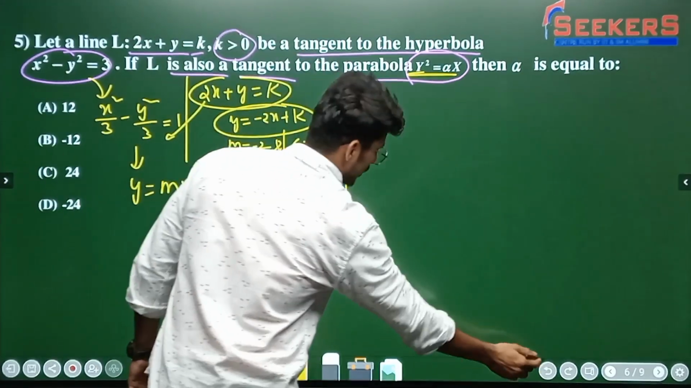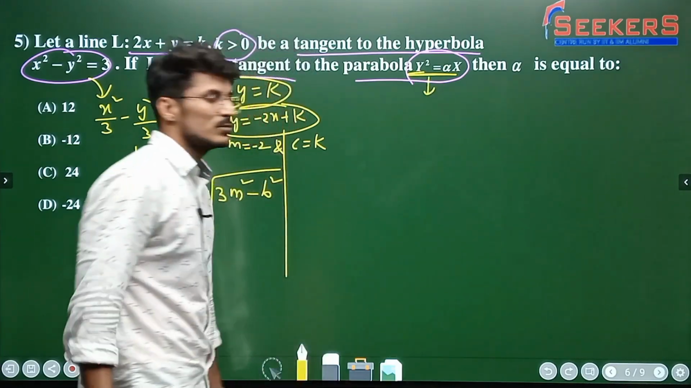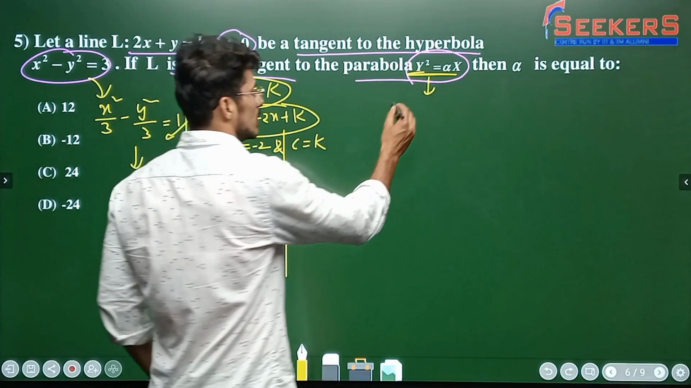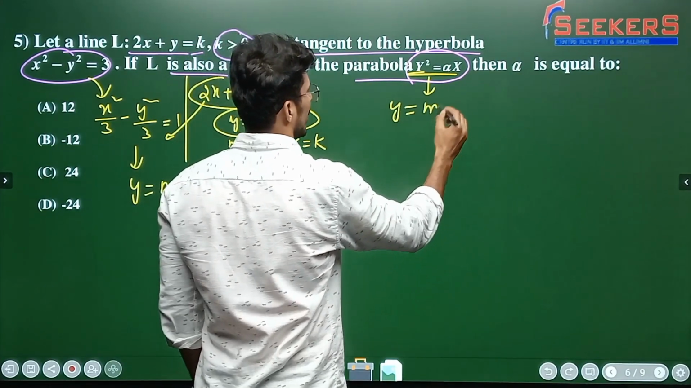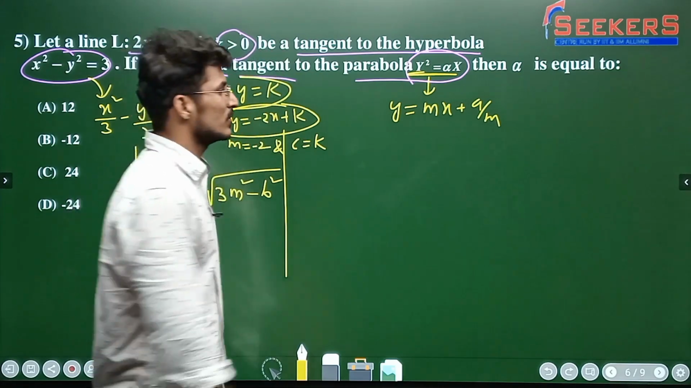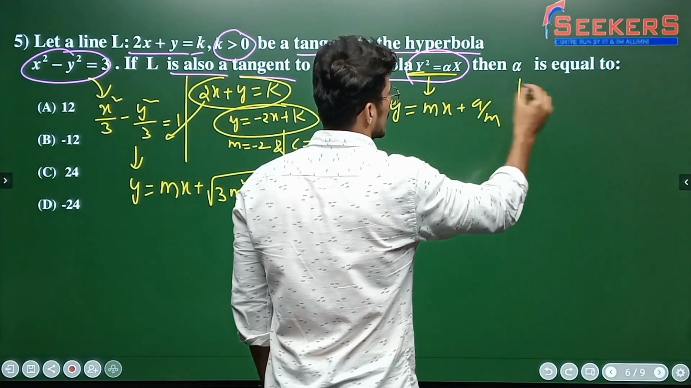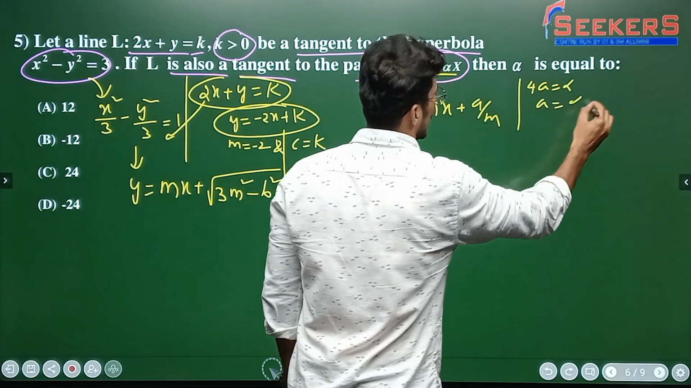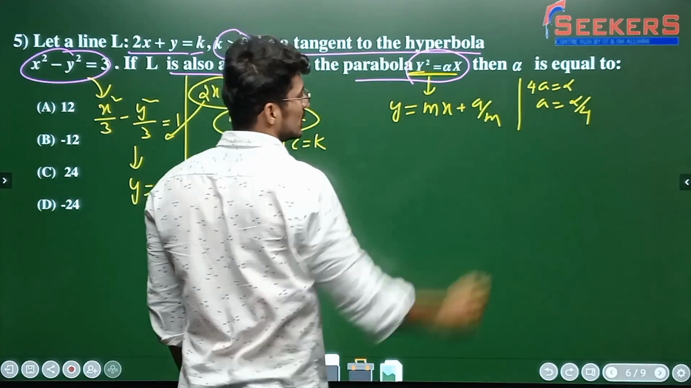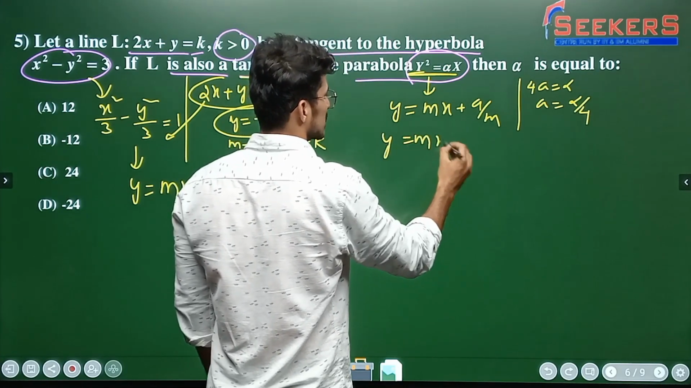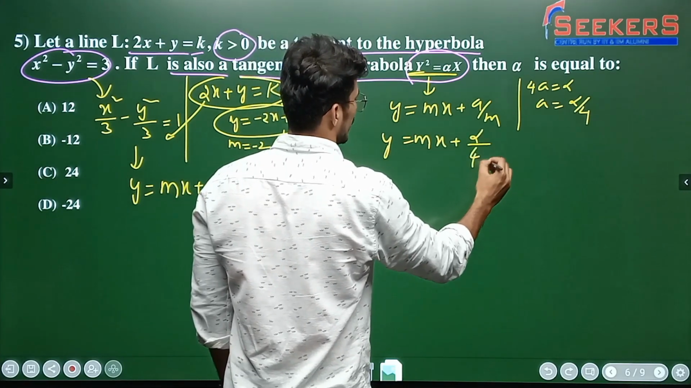See, the equation of tangent in slope form with respect to the parabola is y = mx + a/m. Sir, what is the a value here? If I take 4a = alpha, the a value is going to be alpha by 4. Cool. Substitute that a value over here: y = mx + alpha/(4m).